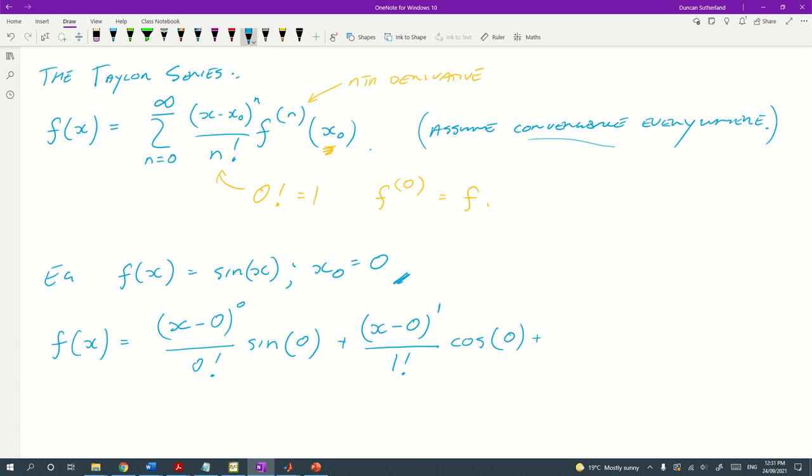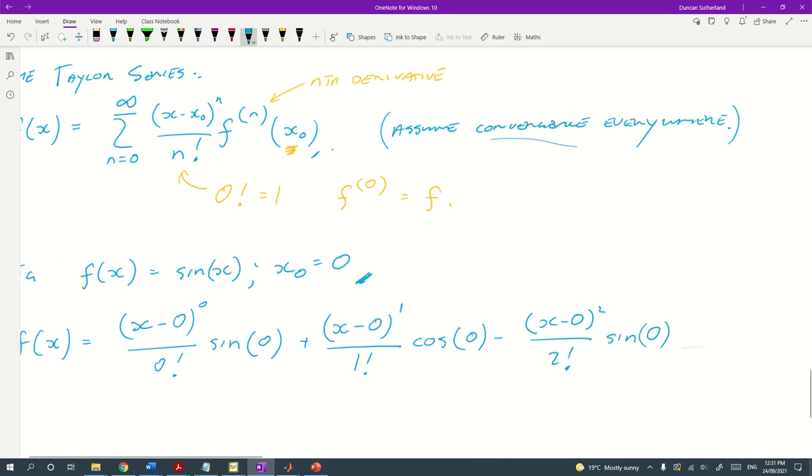plus the next term. All I'm doing is plugging into this formula and just expanding this summation symbol. This summation symbol means start at n equals 0, add n equals 1, 2, 3, 4, and keep going until infinity. So x minus 0 squared over 2 factorial. The second derivative of sine is minus sine, so I actually have a minus sine there. Sine 0, it's still 0.